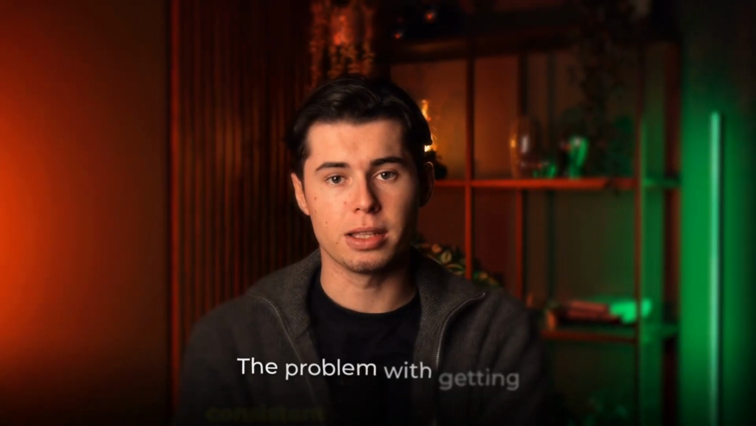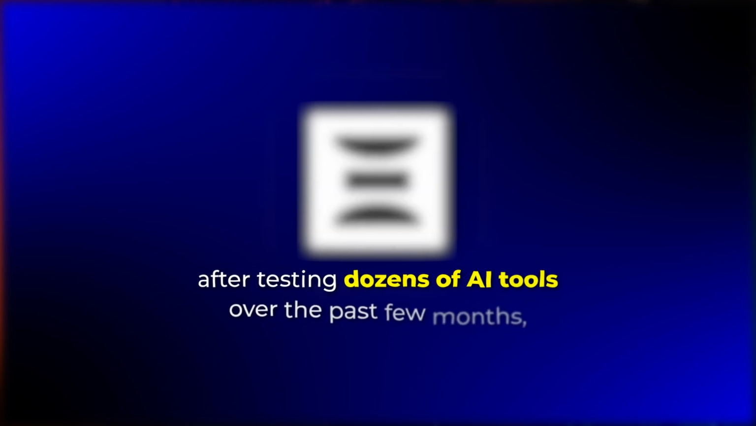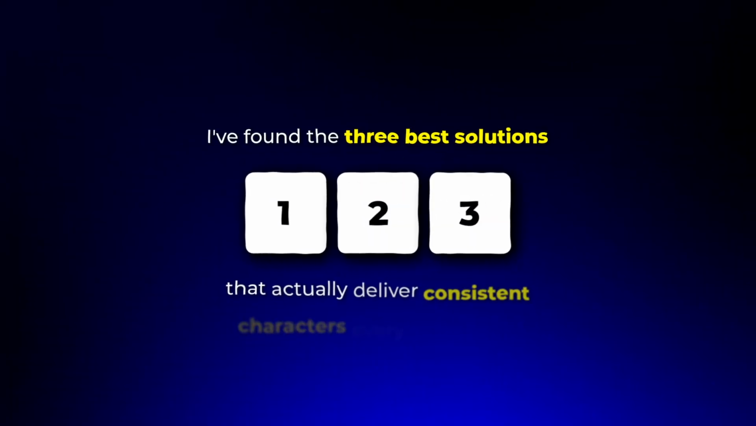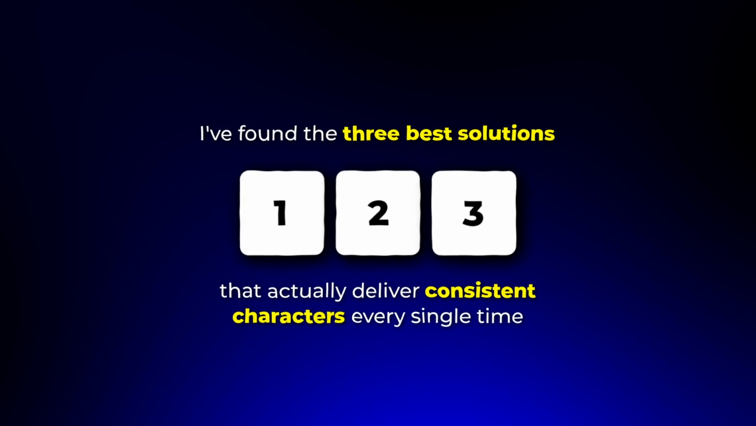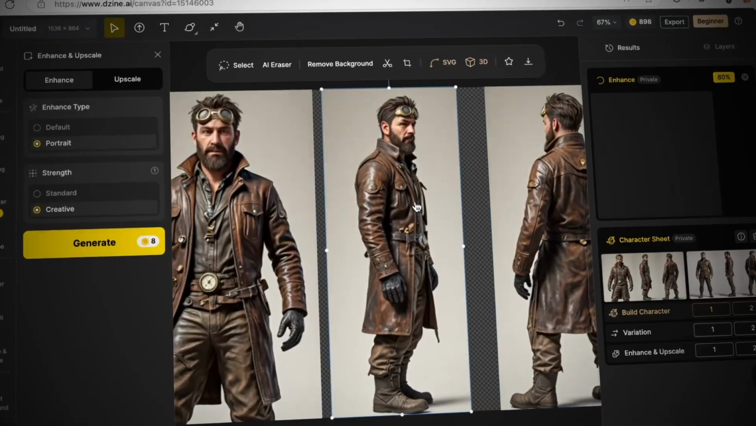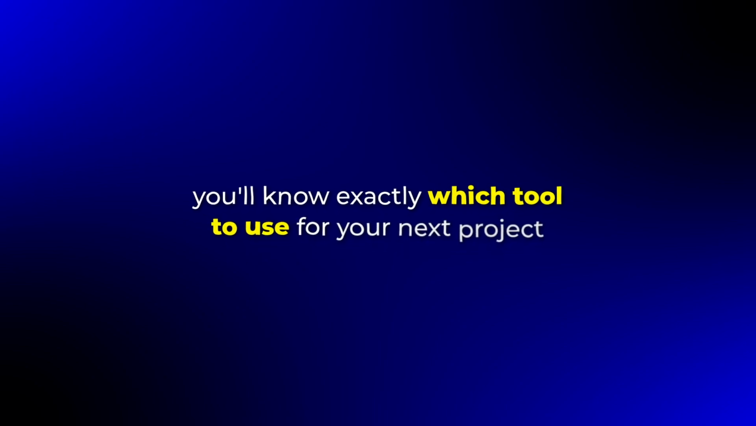The problem with getting consistent characters using AI has finally been solved. And after testing dozens of AI tools over the past few months, I found the 3 best solutions that actually deliver consistent characters every single time. In this video, I'll show you exactly how these tools work, what makes them different from each other, and which one gives you the absolute best results for your money. By the end, you'll know exactly which tool to use for your next project.